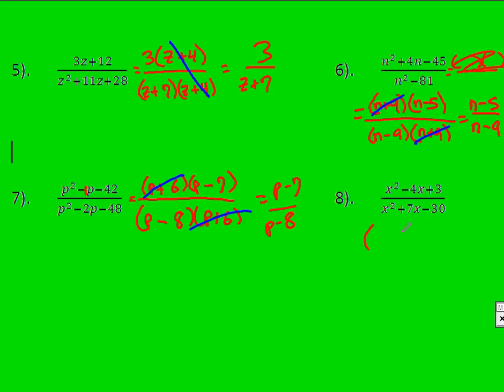And for number 8, when you factor the top, the factors of 3 that add to 4 are 1 and 3. Bigger number gets the sign in front. Negative times what gives you positive? Another negative. Negative times negative gives you positive.